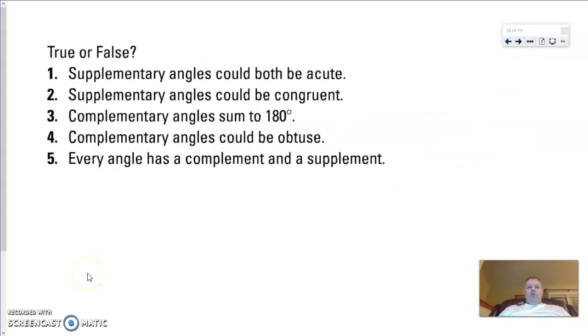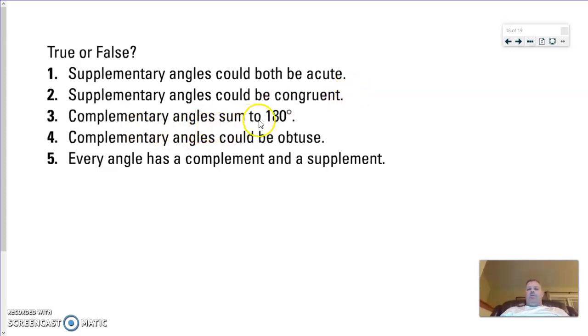Our final, we are true or false, just like we did yesterday. Supplementary angles could be both acute. If they are supplementary, they cannot be both acute because that would be both less than 90. That would not work. False. In the second one, supplementary angles could be congruent. Yes, they could be congruent if they are both 90.